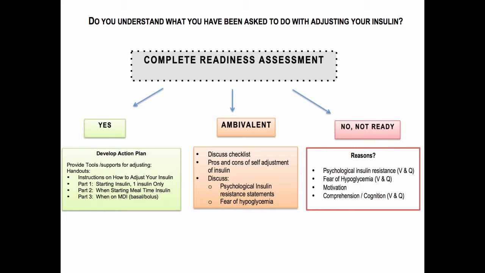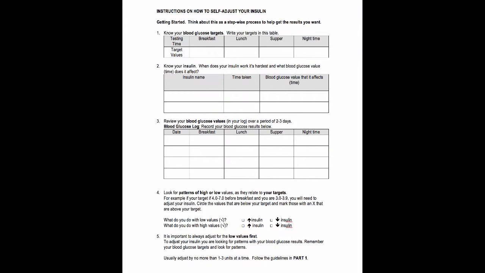So why don't we begin with the circumstance where you believe that the patient is ready to begin adjusting insulin. So, instructions on how to self-adjust your insulin. Getting started. Think about this as a stepwise process to help get the results that you want. So it is important for your patient to know their blood glucose targets, and you want them to write this in, because this is a way for them to even know if they know what their target values are. So this can tell you a lot of information about, do they even understand why they're adjusting their insulin and what are they trying to get it to.